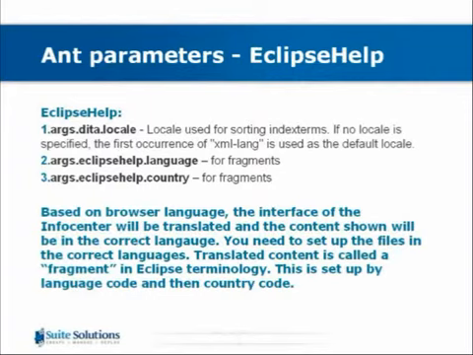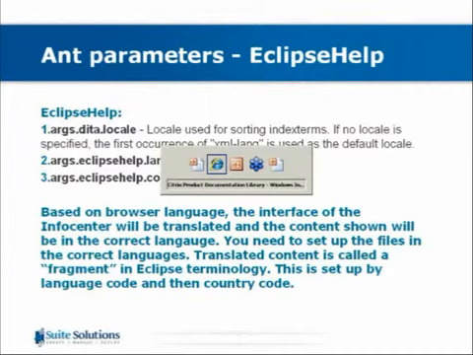It's broken up by language and by country. So it always looks at the country first. It would look at EN-US if it exists, and then it would go to just the language, and if not, it would go to the default. So let's look at what an EclipseHelp looks like.